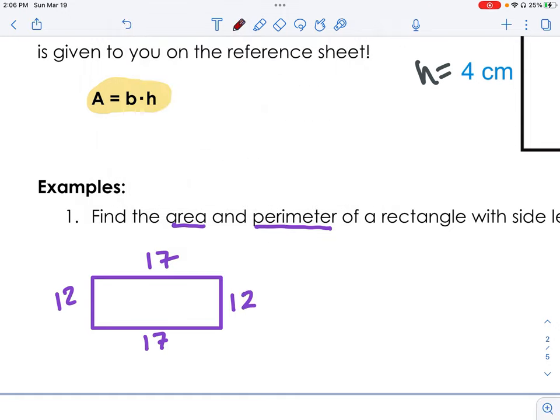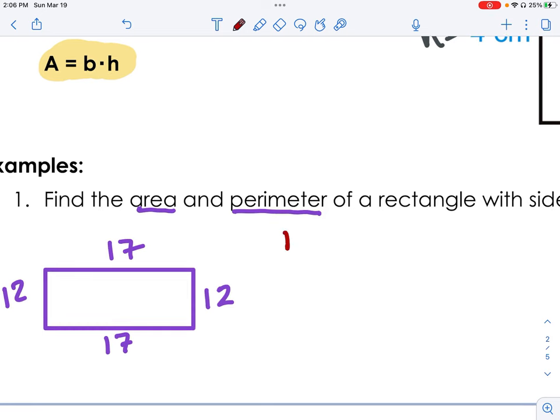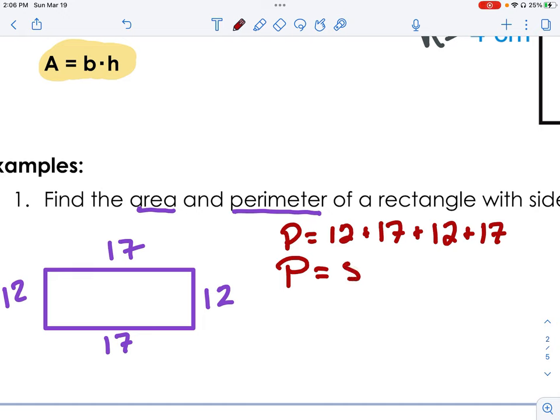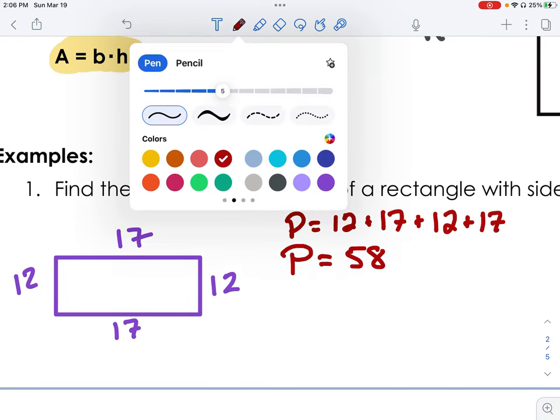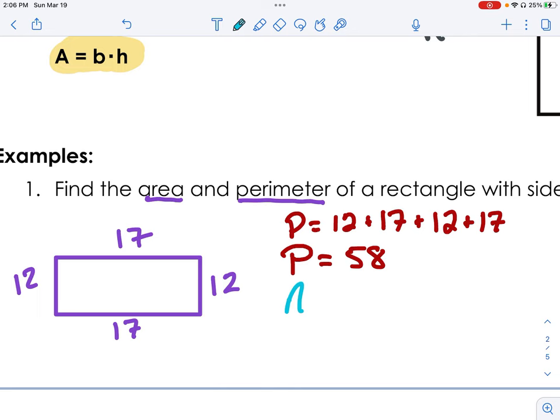So for the perimeter, you add up all of the side lengths together. So we have 12 plus 17 plus 12 plus another 17. And when I plug that into my calculator, I get 58. So perimeter is 58.